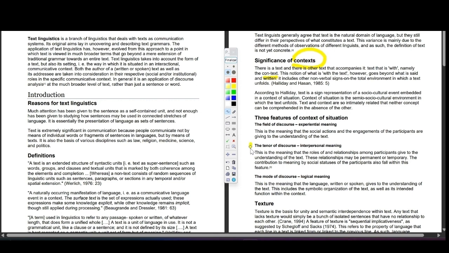The contribution to meaning by social statuses of the participants also falls within this feature. Then we have the mode of discourse, that is the logical meaning. This is the meaning that the language, written or spoken, gives to the understanding of the text. So this would be like the literal, let's say. This includes the symbolic organization of the text as well as its intended function within the context. Then we'll see some examples.